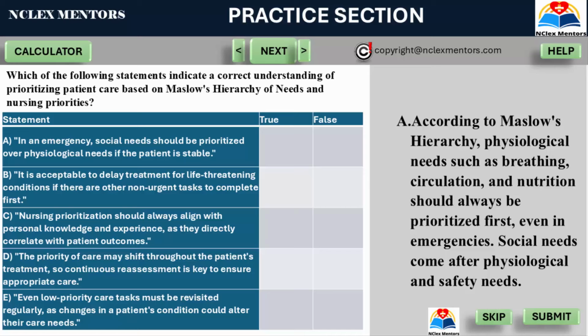Let's walk through the right and wrong answers now. Breathe and focus. This is important. Option A. This is false. According to Maslow's hierarchy, physiological needs, things like breathing, circulation, and nutrition, always come first, even in emergencies. Social needs, though important, come after physiological and safety needs. So even if the patient is stable, physiological needs should be prioritized.